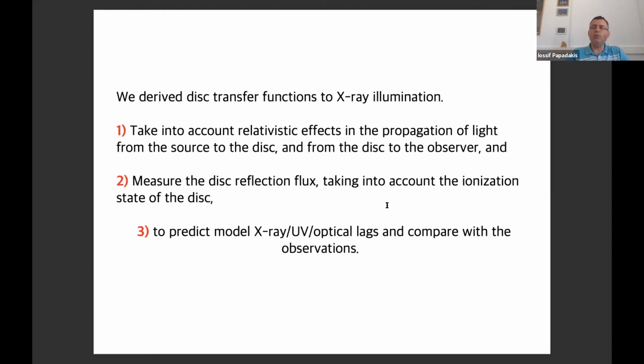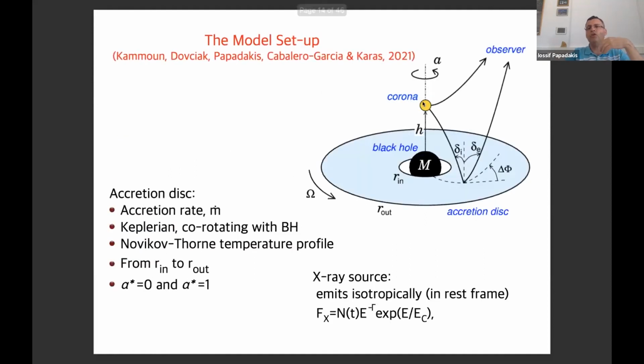We try to see why X-ray illumination can explain quite a lot of the X-ray data that we see, but it doesn't seem to agree with what we see in the UV and optical delay. So what we did is we assumed a lamppost, a corona on the axis of symmetry, illuminates the disk, and then the observer sees the emission from the disk. The disk is Keplerian. We assume Novikov-Thorne, with all the relativistic effects. The X-ray source in its rest frame emits isotropically, but that is not what the observer is going to see. The observer is going to see different things depending on GR, on how close the source is to the hole.